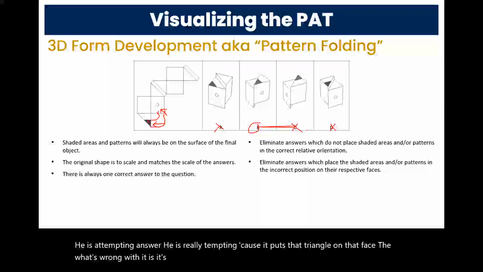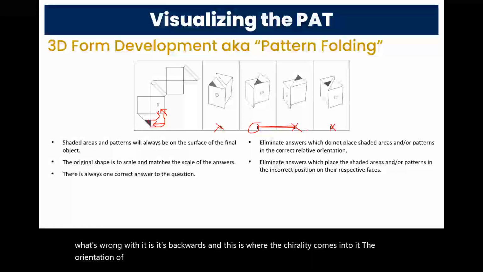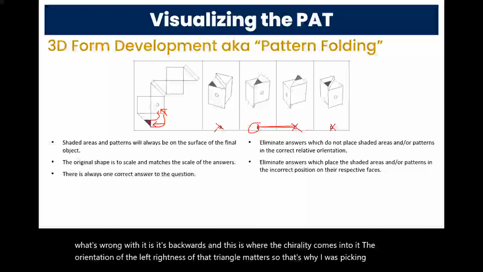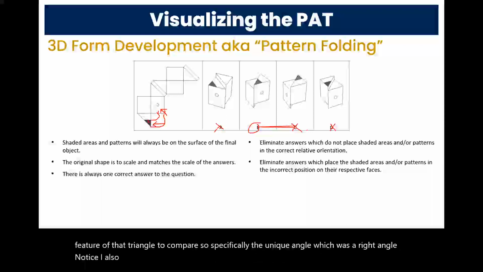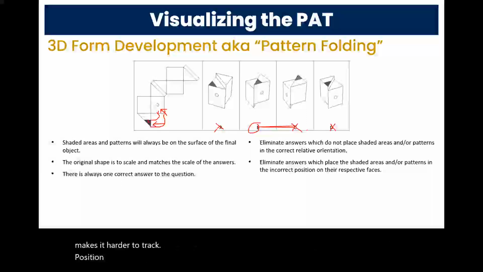And this is where the chirality comes into it. The orientation of the left-rightness of that triangle matters. So that's why I was picking a specific feature of that triangle to compare, specifically the unique angle, which was a right angle. Notice I also didn't go after the 45-degree angles in it because there's two of them, which makes it harder to track position. So looking for the unique feature in these things is what makes it easier to do the questions. So that's how you've got to approach them.